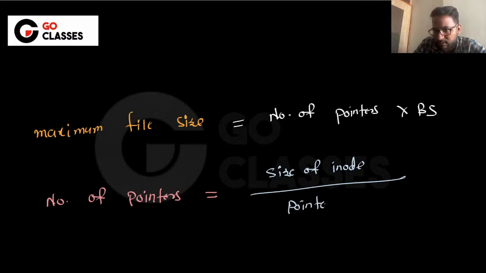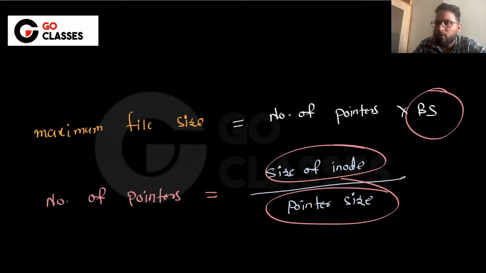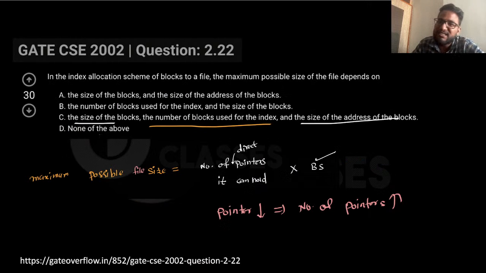So pointer size, right? So basically, ultimately, you get the file size that is depending on size of inode, size of pointer, size of the block, right? So it depends on the three things, and C has all of these three things. So C is the correct answer.